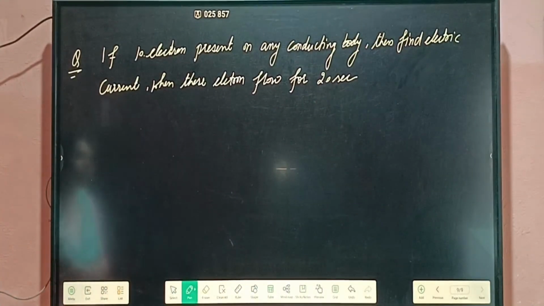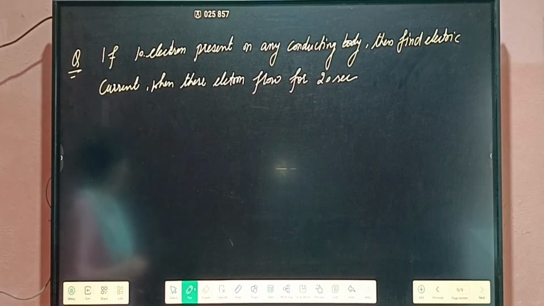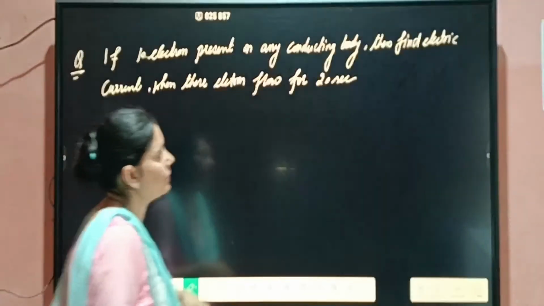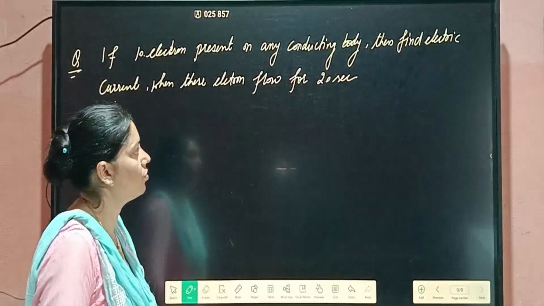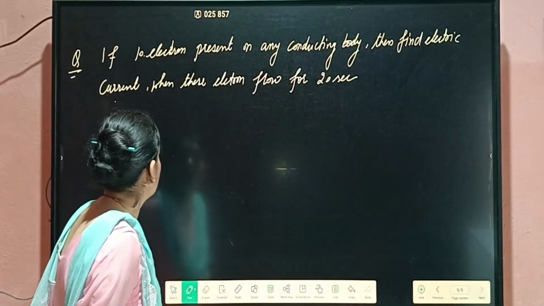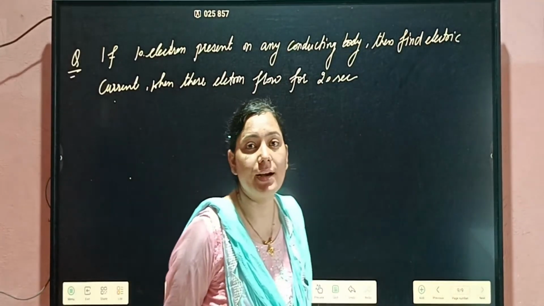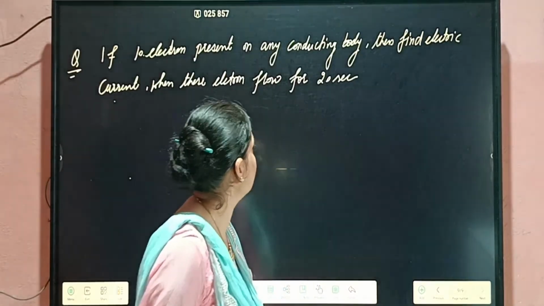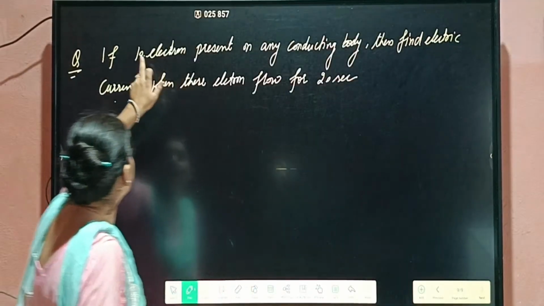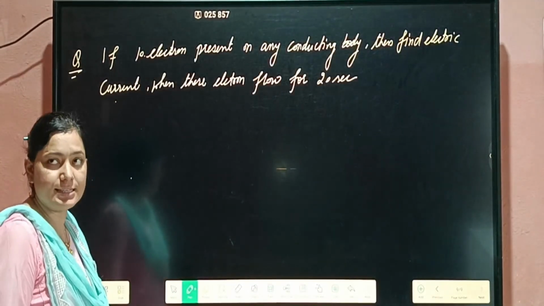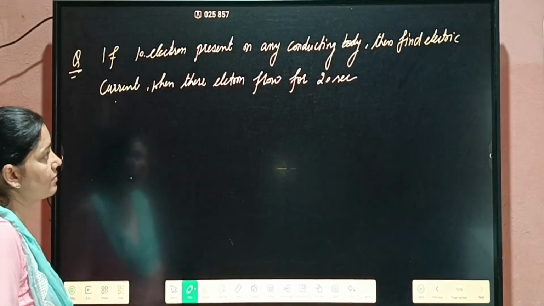हमारे पास कितना है क्वेश्चन में? कह रहा है कि 10 इलेक्ट्रॉन्स आर प्रेजेंट ऑन द कंडक्टिंग बॉडी. 10 इलेक्ट्रॉन प्रेजेंट है किसी कंडक्टिंग बॉडी के ऊपर. देन फाइंड द इलेक्ट्रिक करंट. इलेक्ट्रिक करंट वी हैव टू फाइंड आउट व्हेन दीज इलेक्ट्रॉन फ्लो फॉर द 20 सेकंड. इलेक्ट्रिक करंट फाइंड करना है अगर आपके पास 5 इलेक्ट्रॉन्स, सॉरी 10 इलेक्ट्रॉन्स given, flow for the 20 seconds. So how can we find this one again beta?